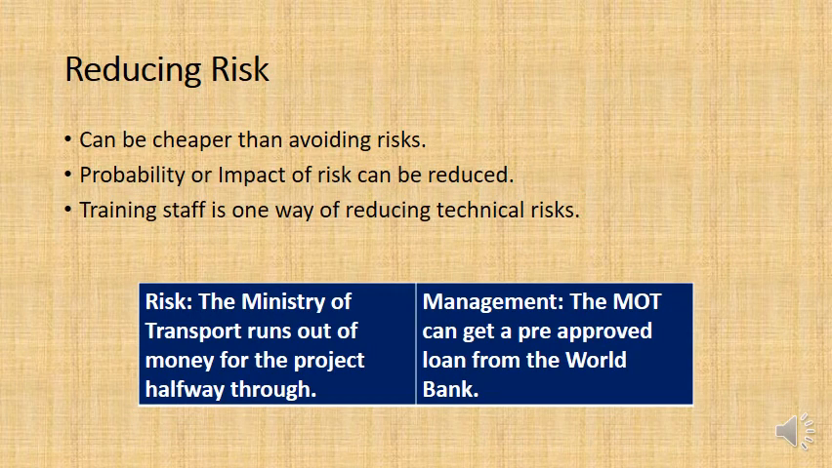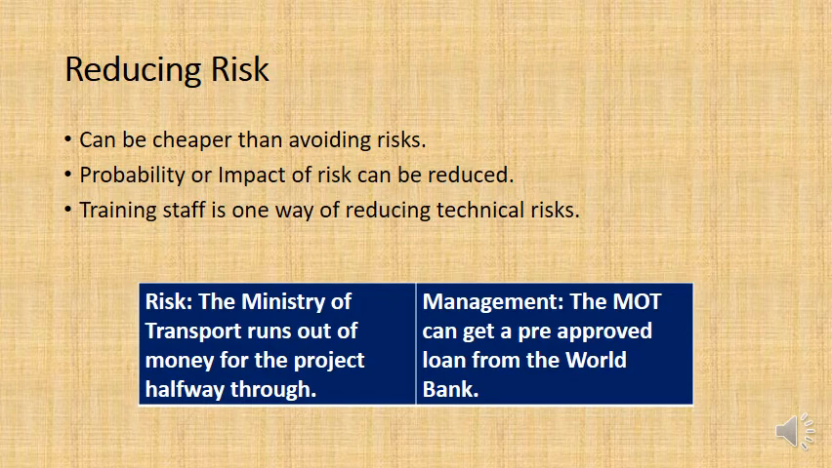Now, reducing risk. This can often be a cheaper solution than avoiding risks. Remember, with the last example, we avoided the risk, but it did mean that we had to get in a bigger, stronger tunnel boring machine. That will have certain costs associated with it. And you could be reducing the probability and the impact of the risk. One of the ways of reducing risk with technical risks is by having good trained staff.